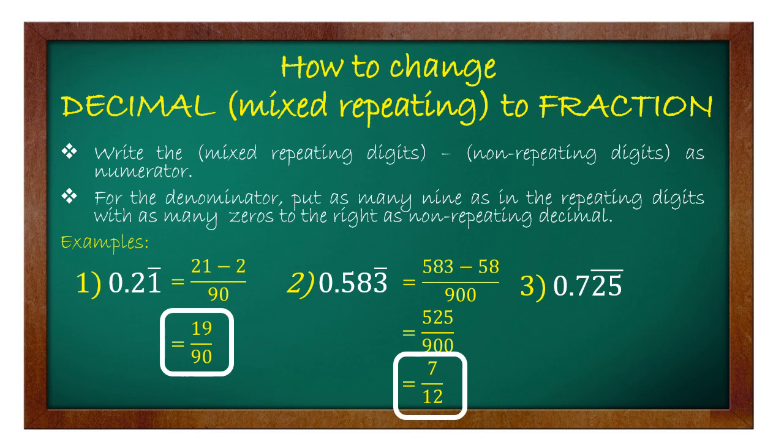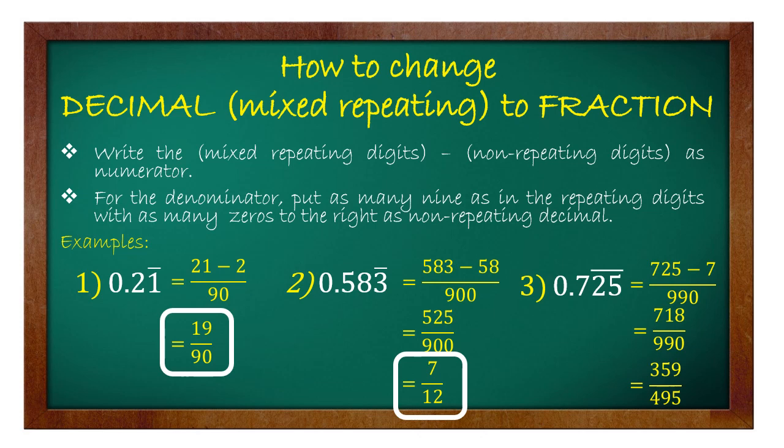Next, 0.725 bar at the top of 25. So, ibig sabihin, 25 yung umuulit, yung 7 hindi. Okay? So, 725 yung decimal natin, minus yung non-repeating, which is 7. Over, dalawa yung repeating mo, 25, 2 and 5, sa dalawang 9. Isa lang yung non-repeating, which is 7. So, isang 0 lang. So, 725 minus 7 is 718 over 990. And then, get the lowest form, that is 359 over 495.